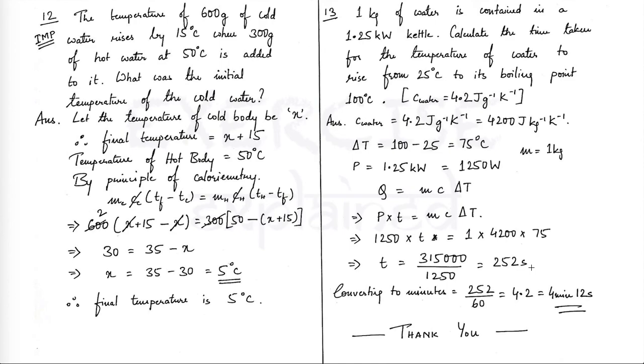You can definitely leave it here, but as I say, the textbook answer is given in minutes, so I have converted it into minutes. The way we do it is 252 divided by 60, so that gives me 4.2. So that is 4 minutes and 0.2 minutes. Now 0.2 minute I multiply by 60. So 0.2 into 60 gives me 12. So 4 minutes and 12 seconds.